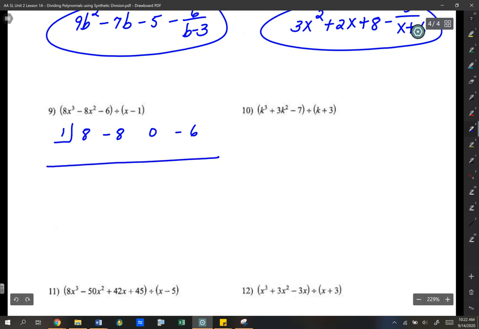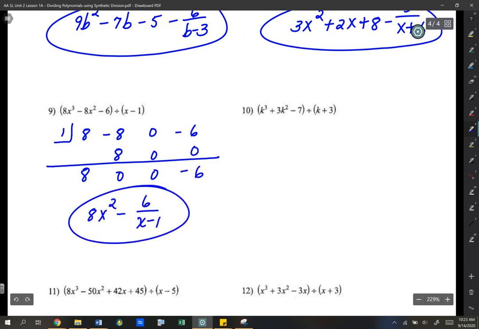Careful with number 9. There's no linear term. There's an x cubed. There's an x squared. But there's no x to the first, so I have to put a 0 in for that as a placeholder. The same thing happens with number 10. We don't have a linear term, so we're going to need to leave a placeholder.